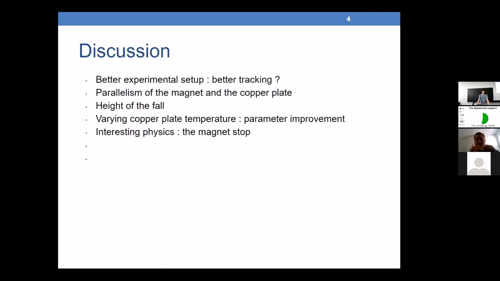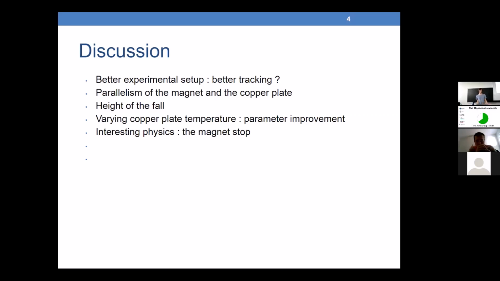So I think we can talk about the experimental setup because without a good camera, they could not see the phenomenon. So they just see maybe an average velocity at the end because this phenomenon is very localized near the copper. And maybe what we can talk about also is the parallelism of the magnet when it falls on the copper plate, because the distance between the magnet and the copper is very important because, as I said, it's a very short range effect.